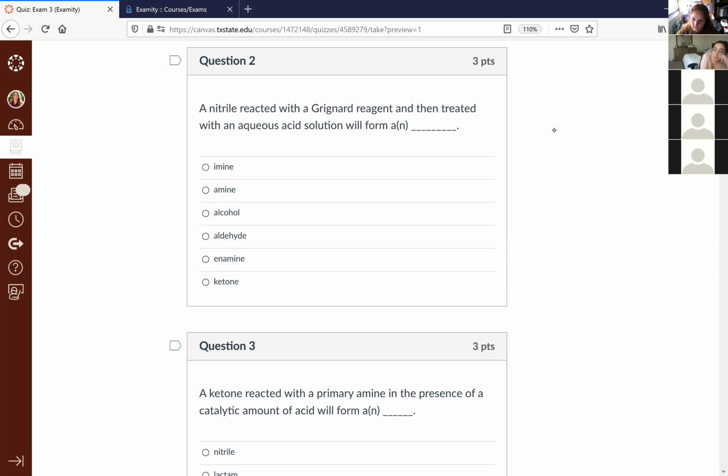I put enamine, but I feel like that was wrong. Yeah, it's not an enamine. Wesley put the correct answer in the chat. It is a ketone. So remember, the reaction here is we have a nitrile and we react it with a Grignard. Interesting that both of the questions that got picked for my version were about Grignards.